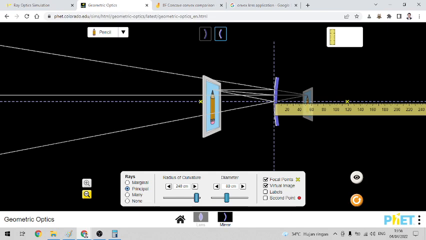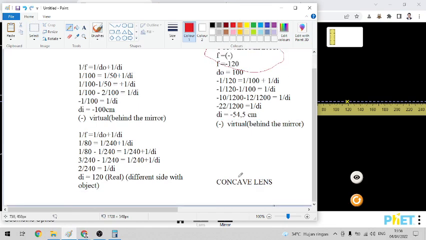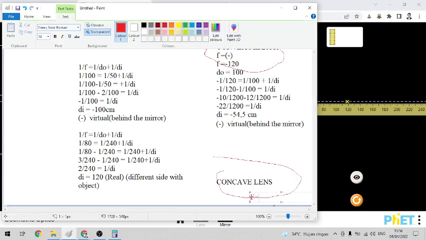Okay, I think that's it for this review about concave and convex lens. So the thing that you need to remember is this: in convex mirror, the focal length is negative, and also for concave lens, the focal length in calculation should be negative.